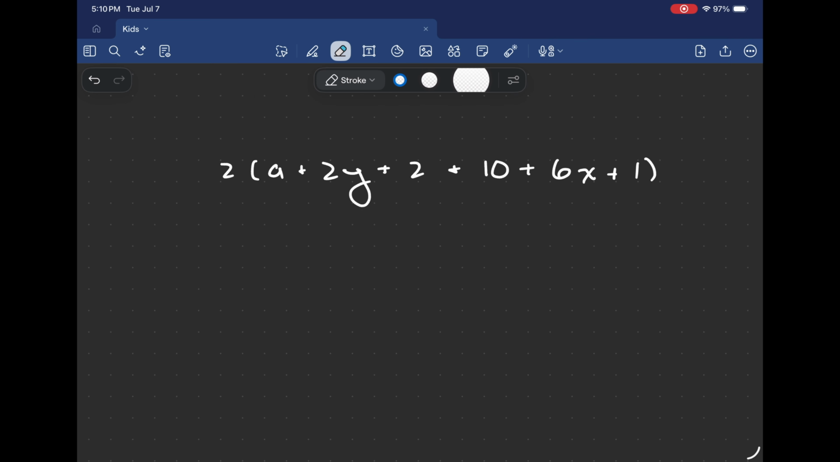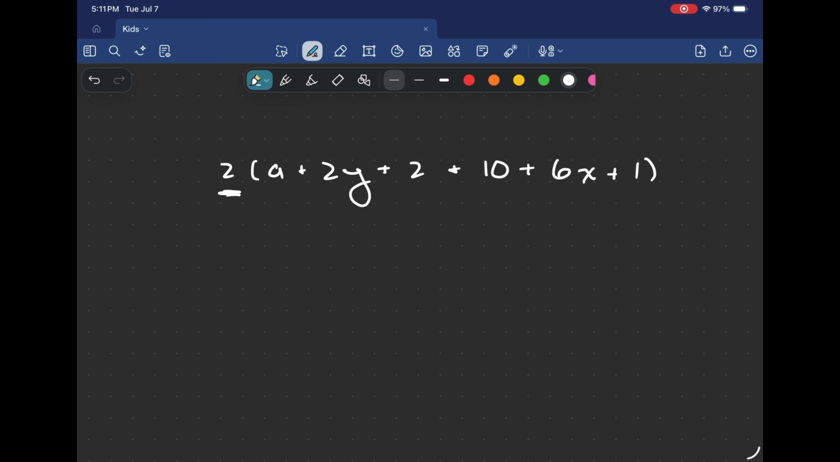Here's a challenge problem. Sometimes there are more than 2 terms. So here we have 1, 2, 3, 4, 5, 6 terms. Every term in this parentheses will be multiplied by the number 2, and we have to use the distributive property. Now, there are still 2 ways to do this. We can add the like terms inside the parentheses together first, or we can multiply everything out and then add it. Everything would have the same answer.